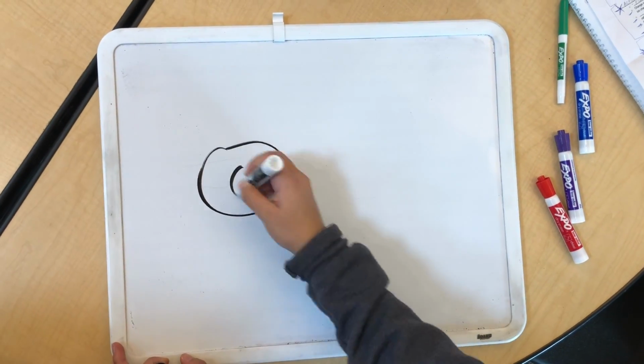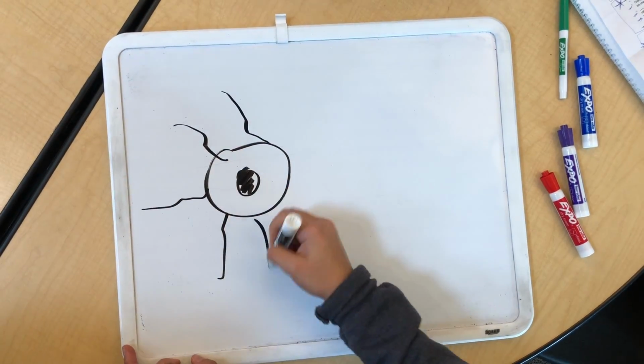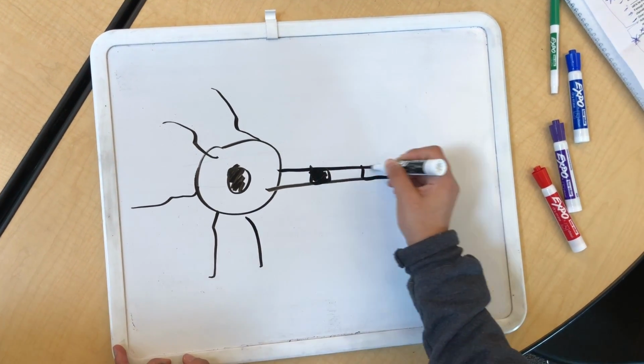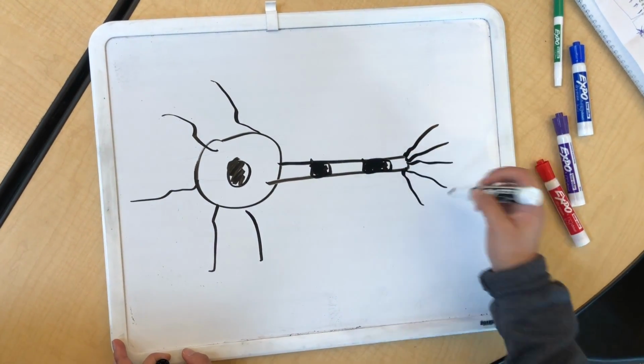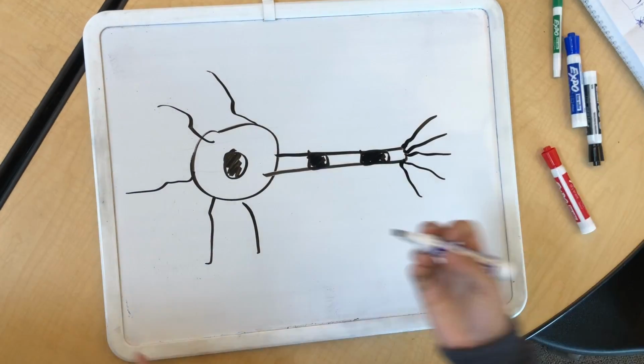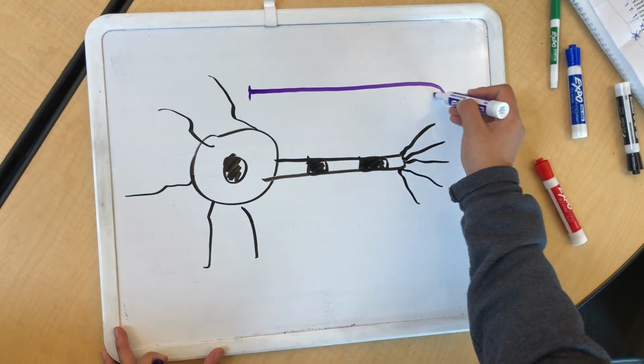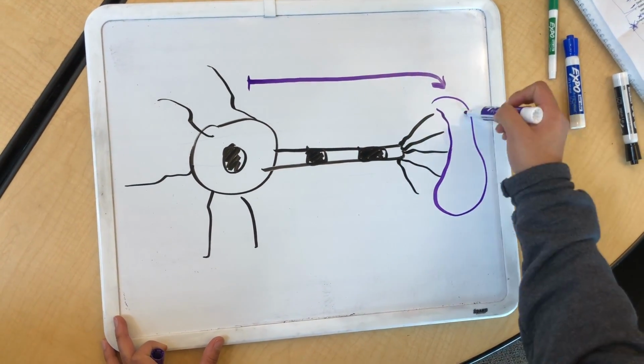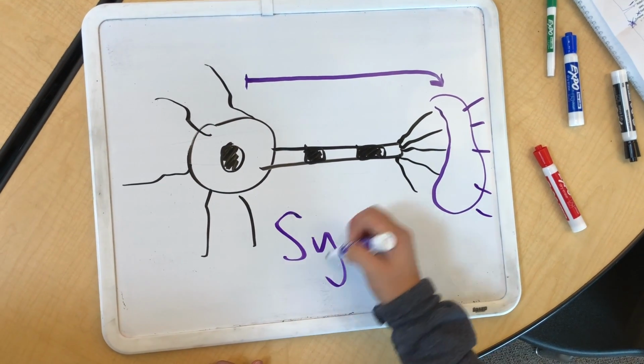Action potential occurs and the change of charge, or the electricity, travels down the neuron. It reaches the axon terminals. It then reaches the synapse. The synapse is the space between the axon terminal and its attachment to either a muscle, gland, organ, or another neuron.